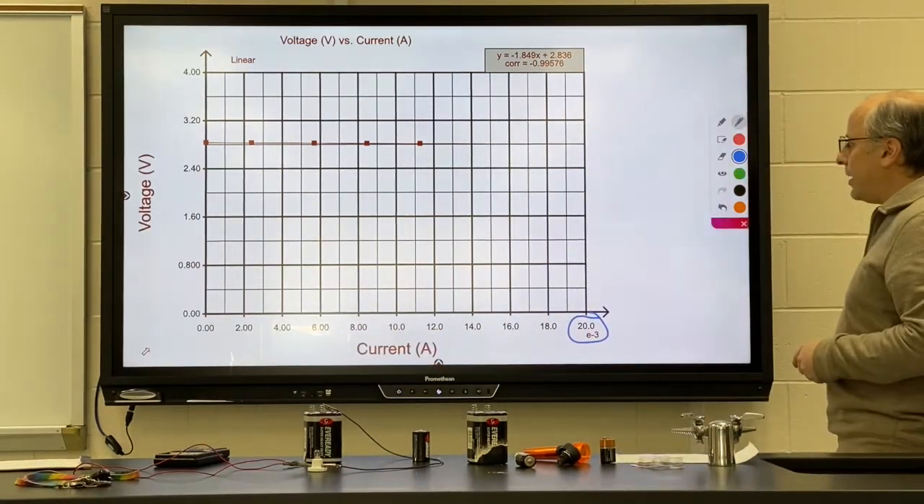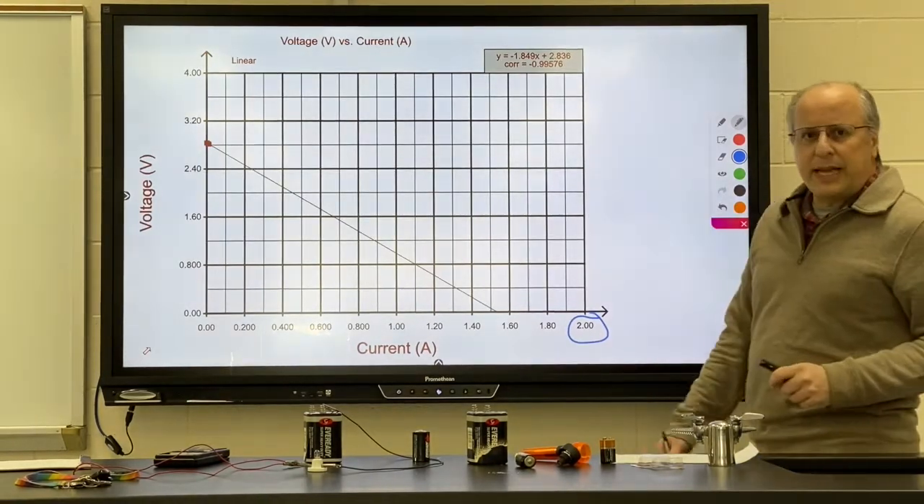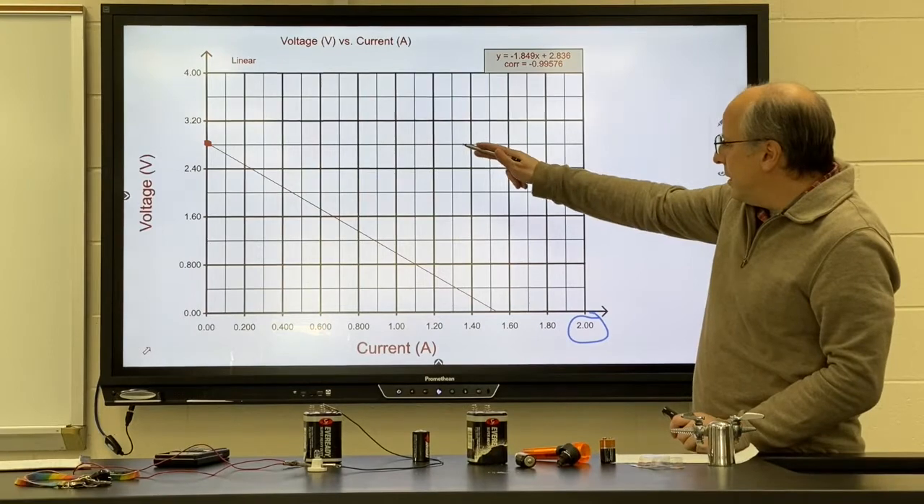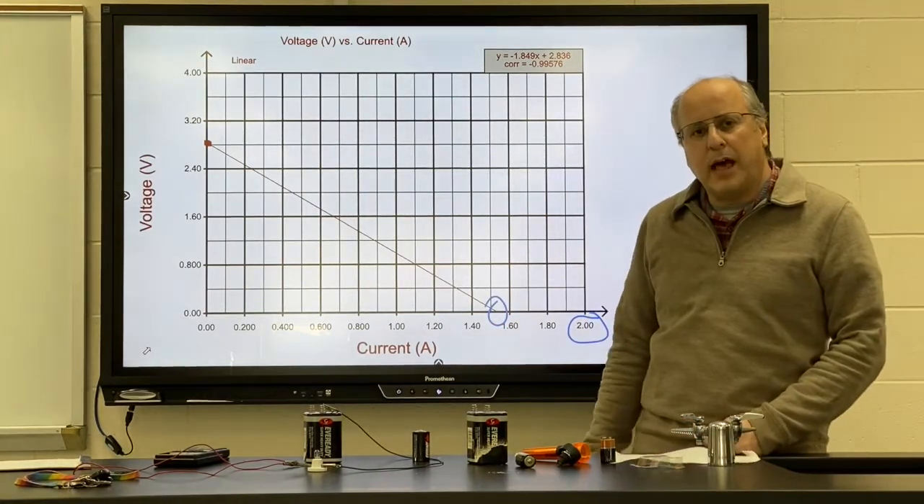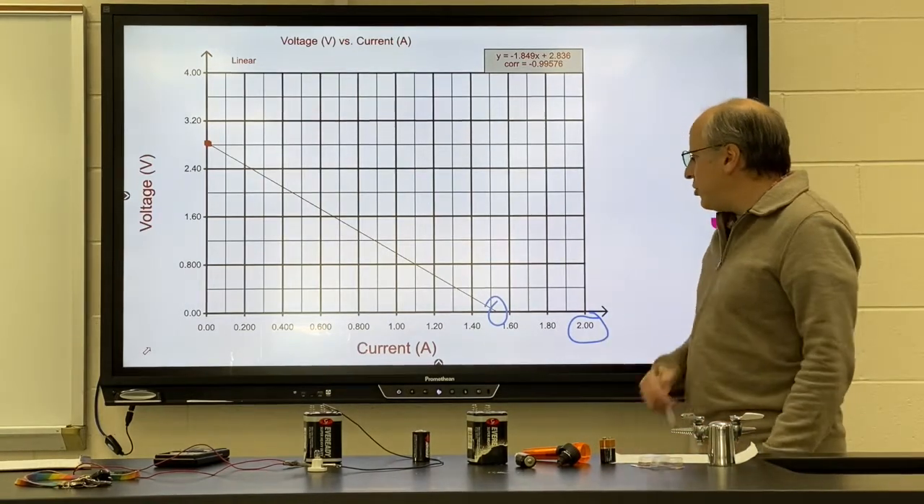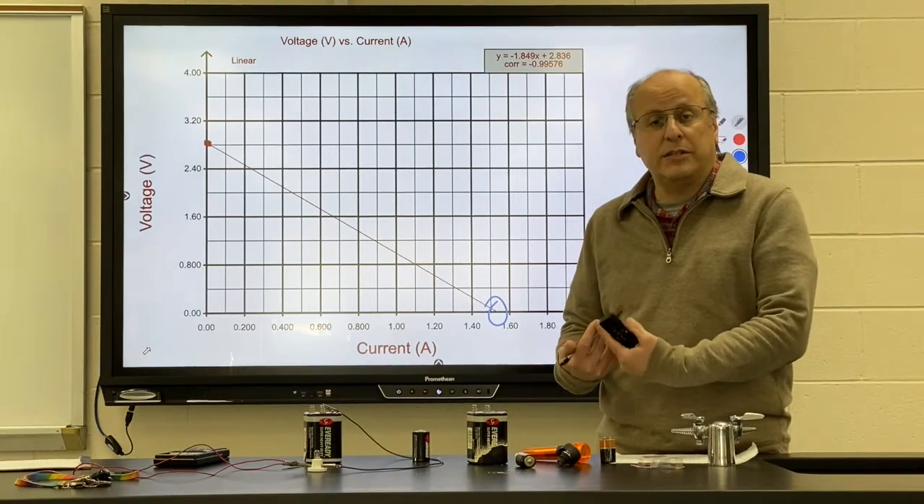However, if we were to try to expand this to bigger and bigger currents, we would see, this is the same data, that this line actually does have an x-intercept, and it's pretty low. I cannot even get 2 amps out of this battery. This battery is not as good as I'd like it to be.